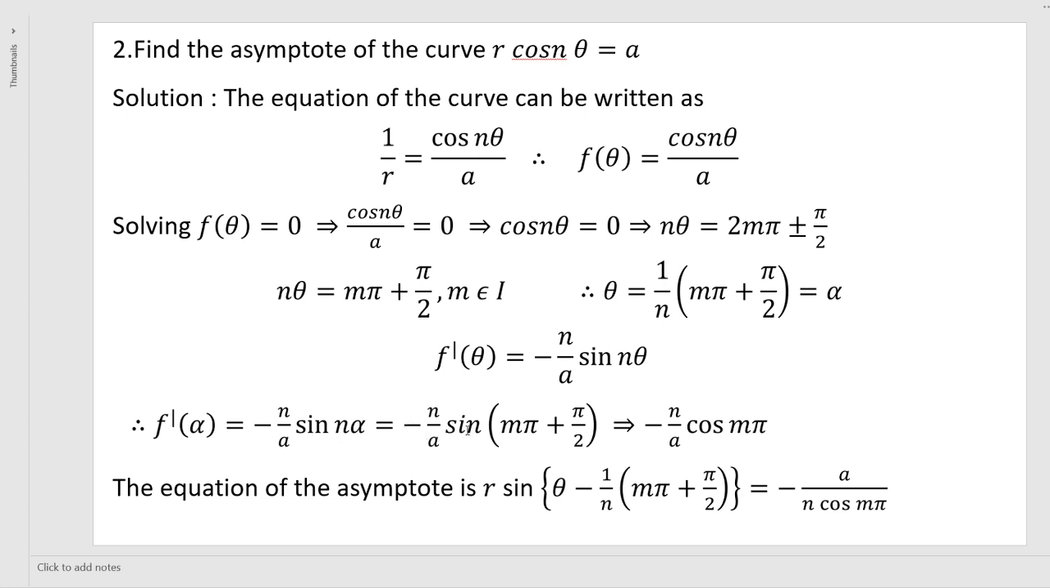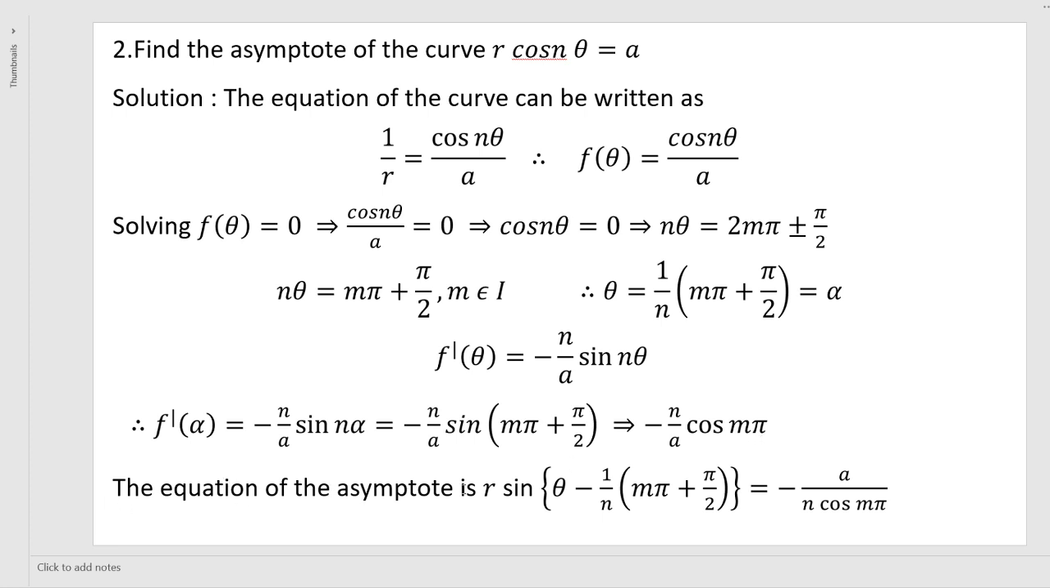Then minus 1 by a into sin of n alpha. N into alpha is nothing but 1 by n into m pi plus pi by 2. The 1 by n and n get cancelled. We have sin of m pi plus pi by 2, which implies minus n by a into cos m pi. Sin of m pi plus pi by 2, or sin of pi by 2 plus m pi, is cos m pi.